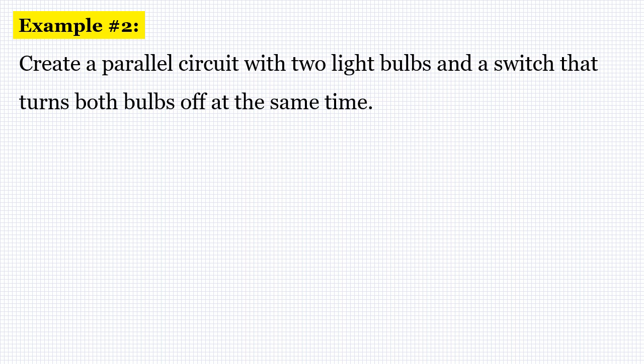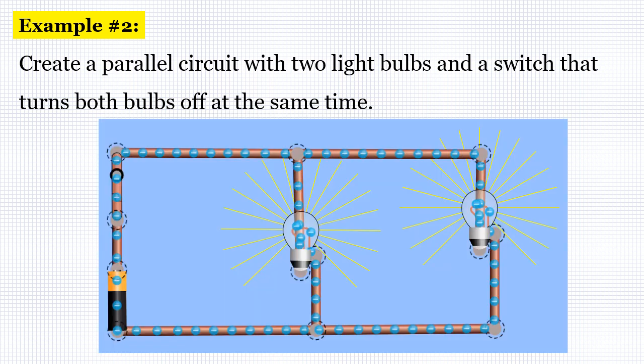All right, hopefully by now you've had a chance to go ahead and create that circuit. Let's take a look at my solution. So as you can see, I've got my switch here before the two branches. I've got a branch here with one light bulb, and I have a branch here. By placing that switch before the two branches, when I open the switch, it does not allow the energy to flow to the two light bulbs. So it's important that that switch is placed before the branches for the circuit to operate as intended.